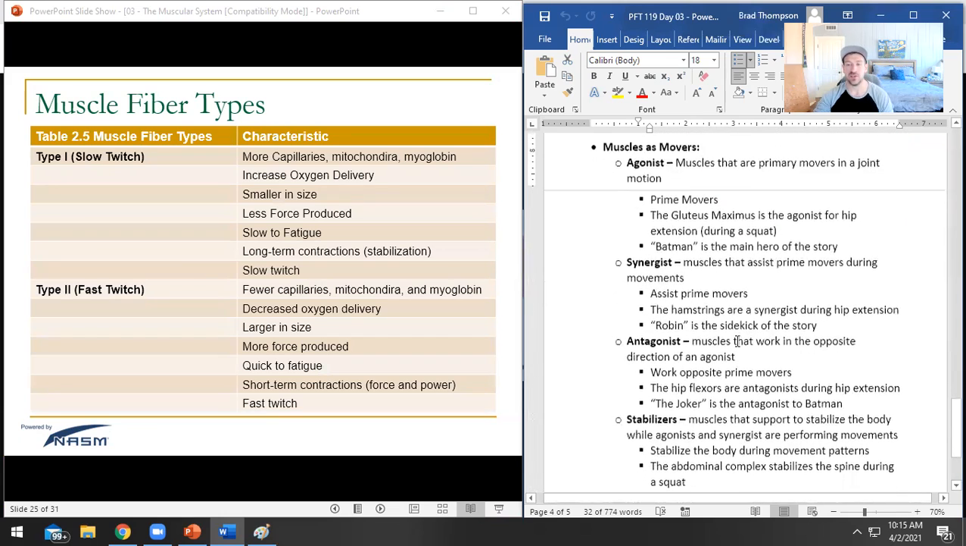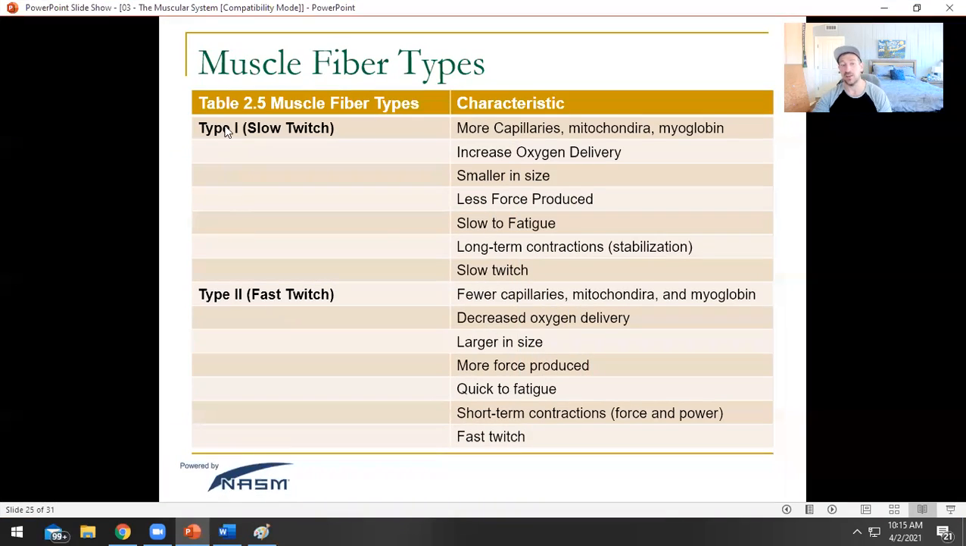So here are some of the characteristics that we're going to see in the difference between type 1 and type 2. Type 1 fibers have a lot more capillaries, so they're getting a lot more blood flow. Because they have more blood flow, they've got more mitochondria to use that blood flow, and more myoglobin to use it, right? So increased oxygen delivery, and they tend to be smaller in size. They aren't going to be as large as your type 2 fibers.